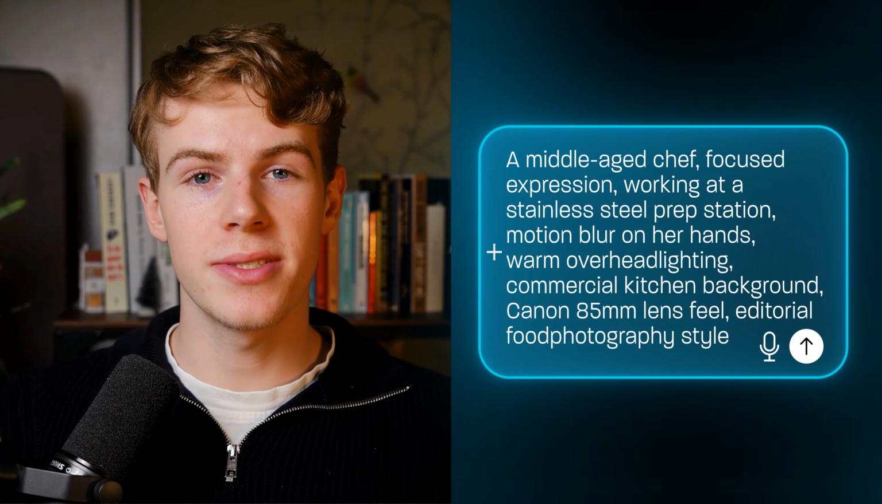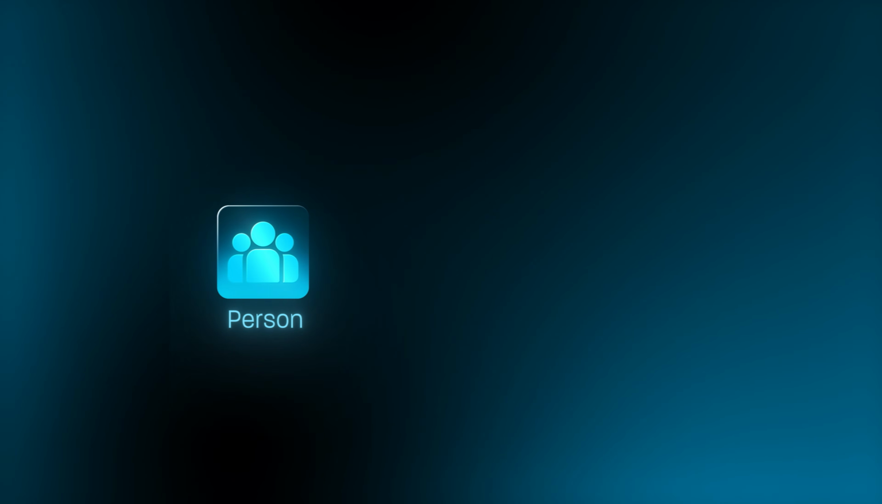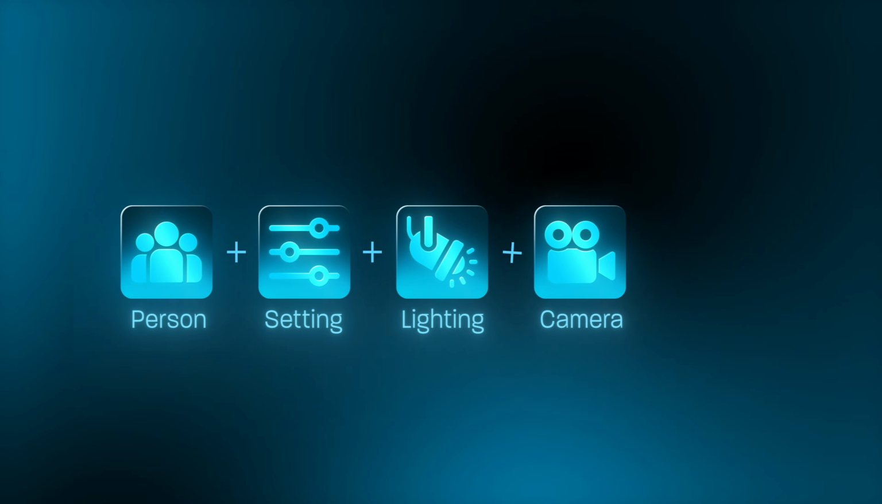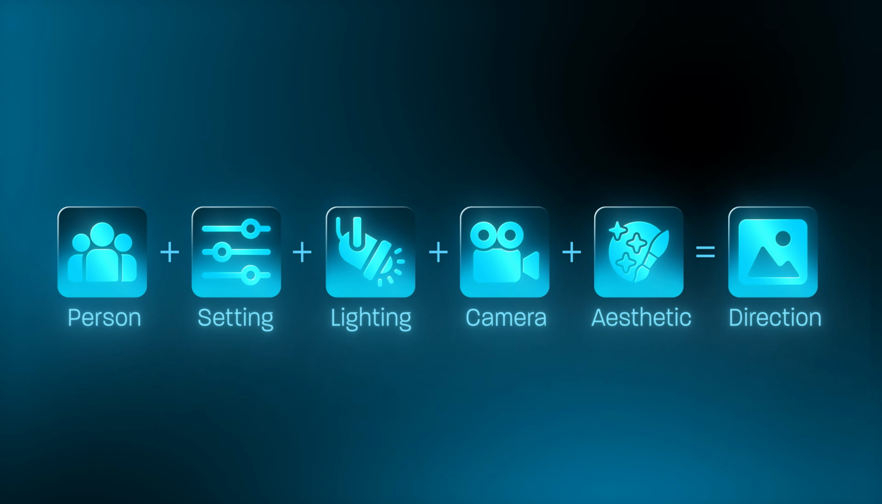Let's take a bad prompt and build it up. A chef is a bad prompt. It's vague. The AI fills in every blank with its own defaults, and you get something generic. A chef in a busy restaurant kitchen is better but still soft. That's a prompt that produces something specific. You describe the person, the setting, the lighting, the camera, and the aesthetic. The AI now has direction.